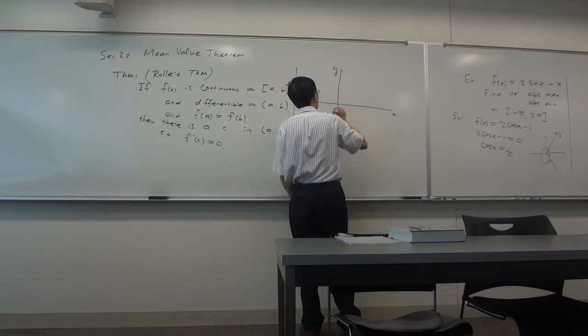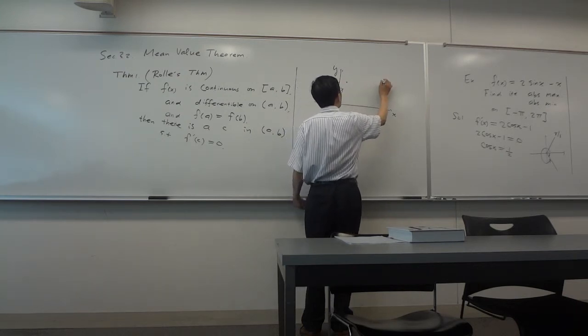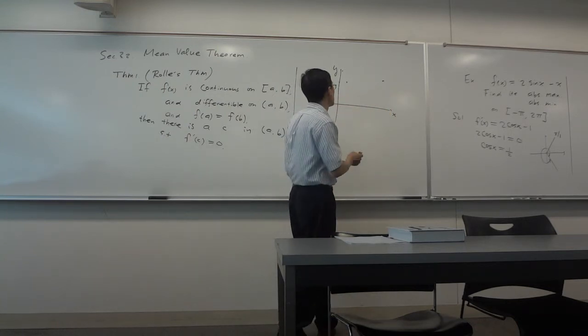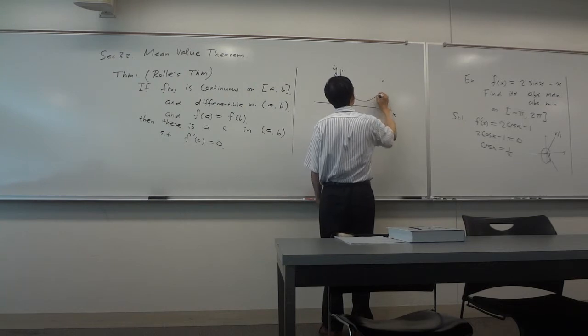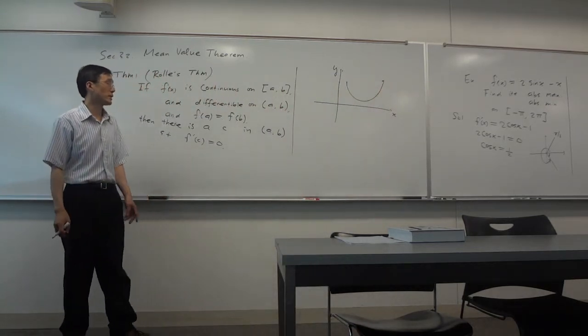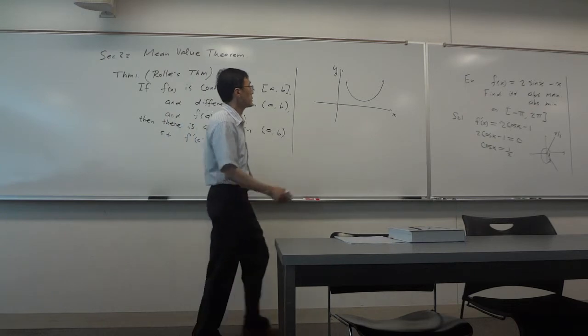X-axis and the y-axis. f(a) equals f(b). That means you start at this point and end at this point. I just draw a random function, and let's see if it's true. Okay, draw a function. For the picture that I draw, is there such a c such that f'(c) equals 0? Yes. Looks like the c is here, right?